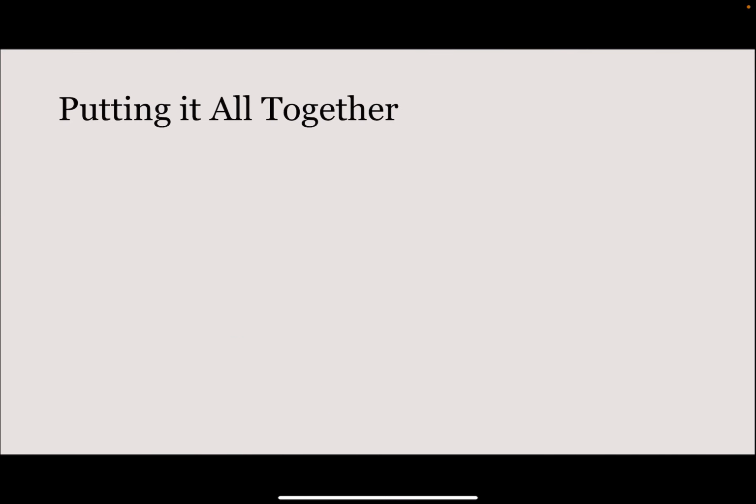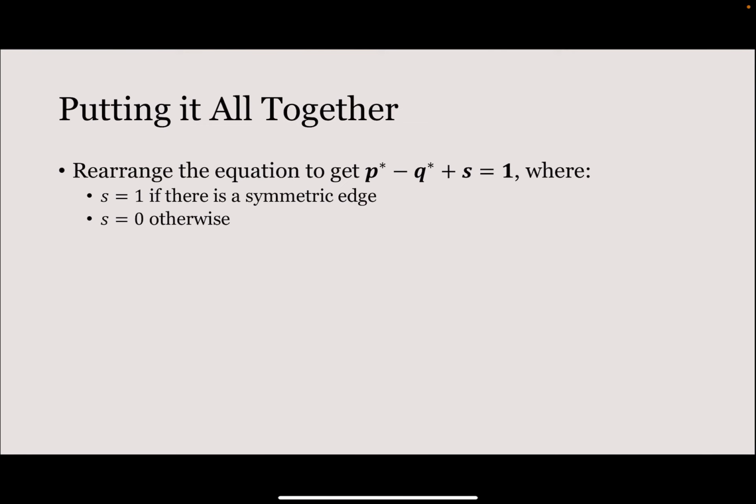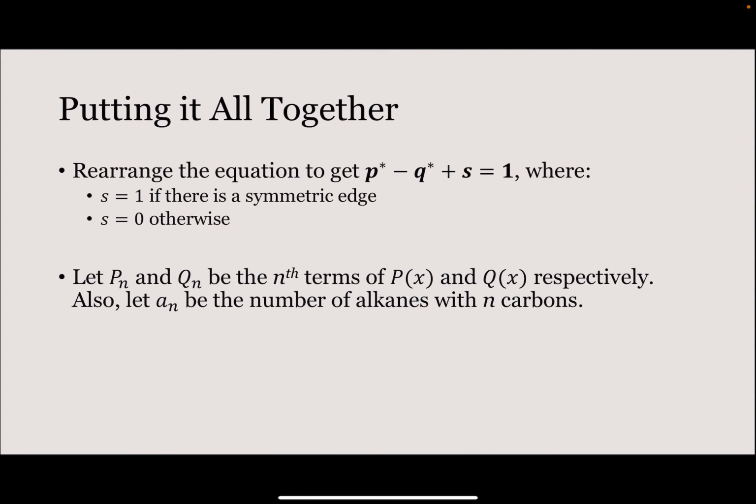So what we're going to do is rewrite this equation as follows. P star minus Q star plus S equals 1, where we let S be 1 if there's a symmetric edge, S be 0 otherwise. So essentially, same formula, just rearranged with this value S. Okay, next up we're going to let P_n and Q_n be the nth term of P(x) and Q(x) respectively. So remember, P(x) is our generating function for the number of carbon-labeled alkanes. Q(x) is the number of bond-labeled alkanes respectively. We're going to let A_n be the number of alkanes with n carbons. So that's really the sequence that we're looking for here.